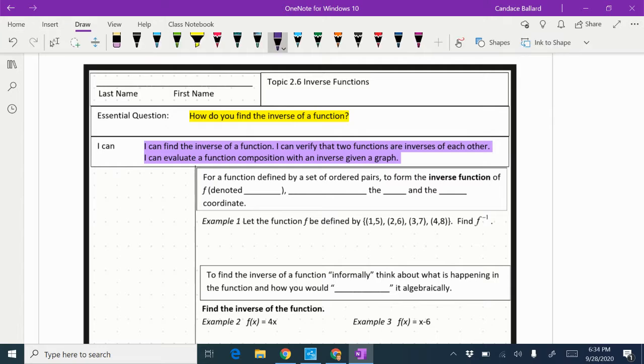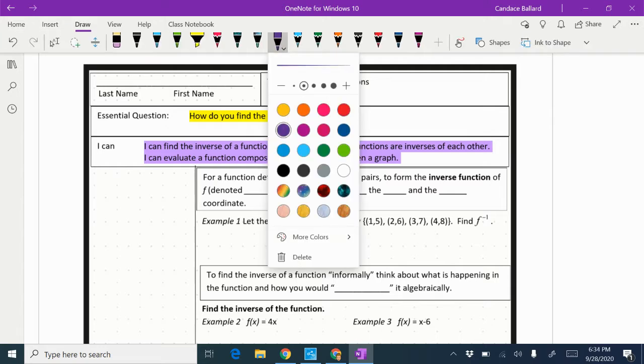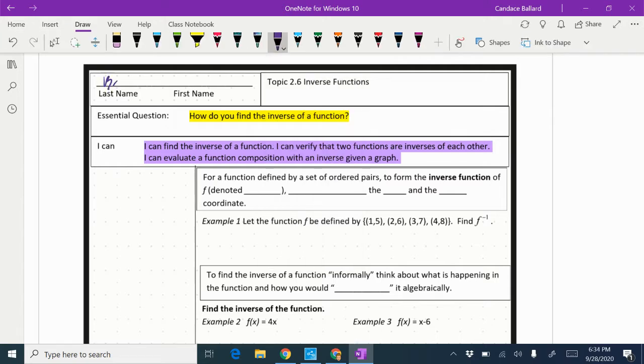So as always, make sure that you have written your last name and your first name on the top of your page. And our essential question is, how do you find the inverse of a function? The three things we're going to do are: I can find the inverse of a function, I can verify that two functions are inverses of each other, and I can evaluate a function composition with an inverse given a graph.